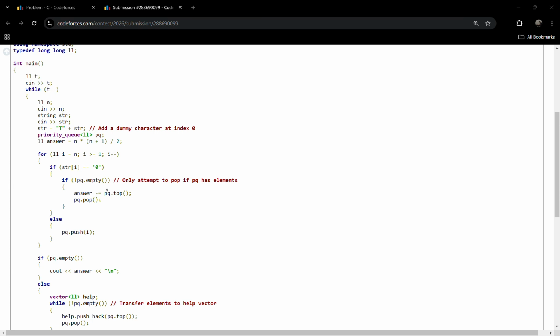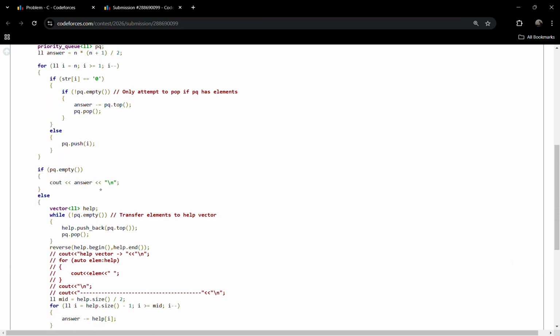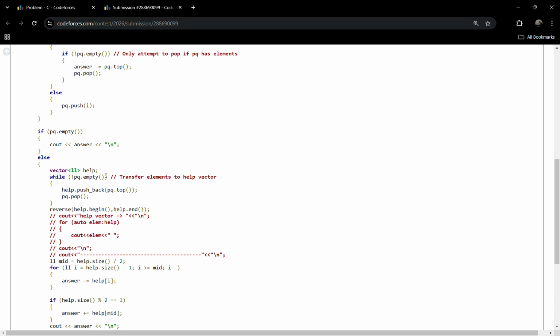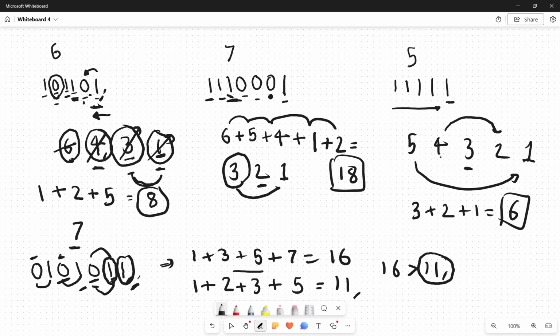So we will do answer minus equal to pq dot top, which will be the highest element that we will get a discount on, and then pq dot pop, we will pop that element from our priority queue. And else if str of i is 1, we will simply push that index or whatever cost it is to the priority queue. And finally, if the priority queue is empty, we will directly output our answer. And if it is not, we will do this thing we have done in this test case, right?